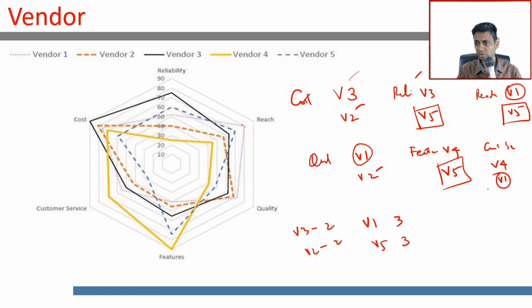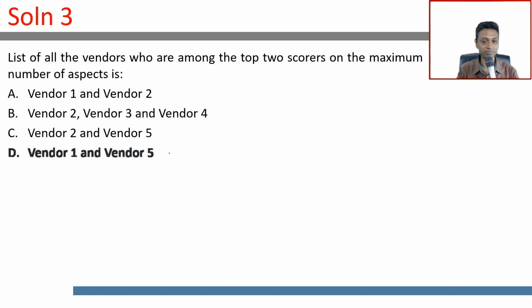After this, what do we got? We've covered everything. V2 has been covered. V4 is there on 2 lists. 2 plus 2 plus 2, 6. 3 plus 3, 6. 6 plus 6, 12. 6 into 2, 12. We've counted everything. V1 and V5 are there in the maximum number of lists. V1 and V5.